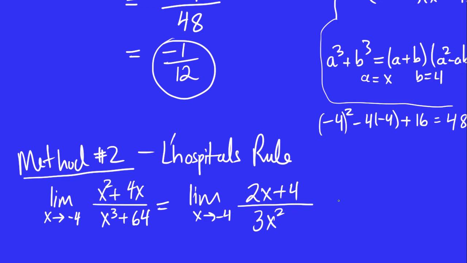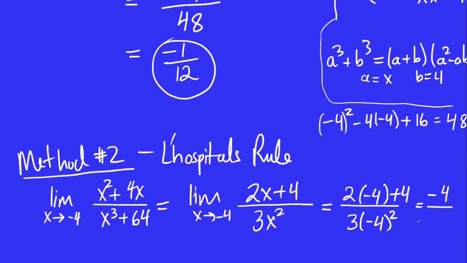Now, can I put the number in? Sure, because when I put negative 4 here, it does not cause me to have a 0 in the denominator, which is my main source of concern. So let's see what we have. Negative 8 plus 4 is negative 4. And 3 times positive 16 again is 48. And then similarly, we divide top and bottom by 4 to get negative 1 over 12.